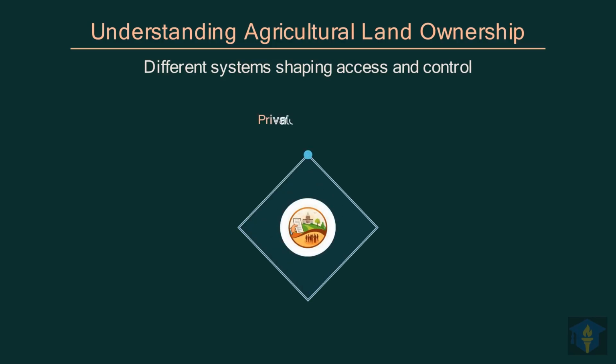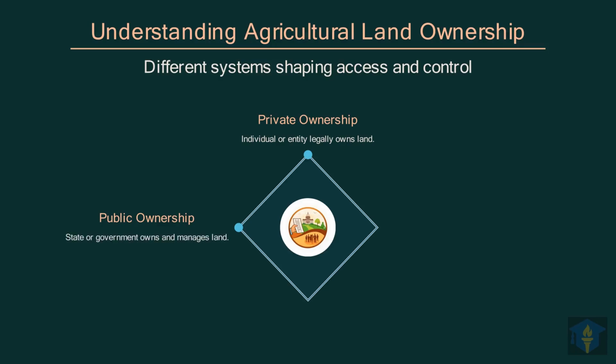Different systems shape how farmers access and control agricultural land. Private ownership is one common system where individuals or entities own land. In this system, an individual or business entity legally owns the land. Public ownership involves state or government control of agricultural land. Here, the state or government owns and manages the land for public use.